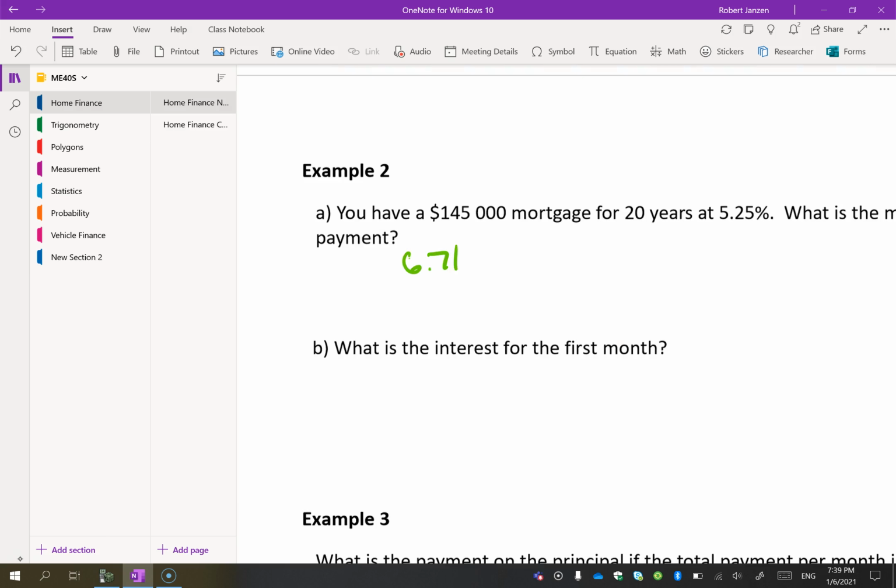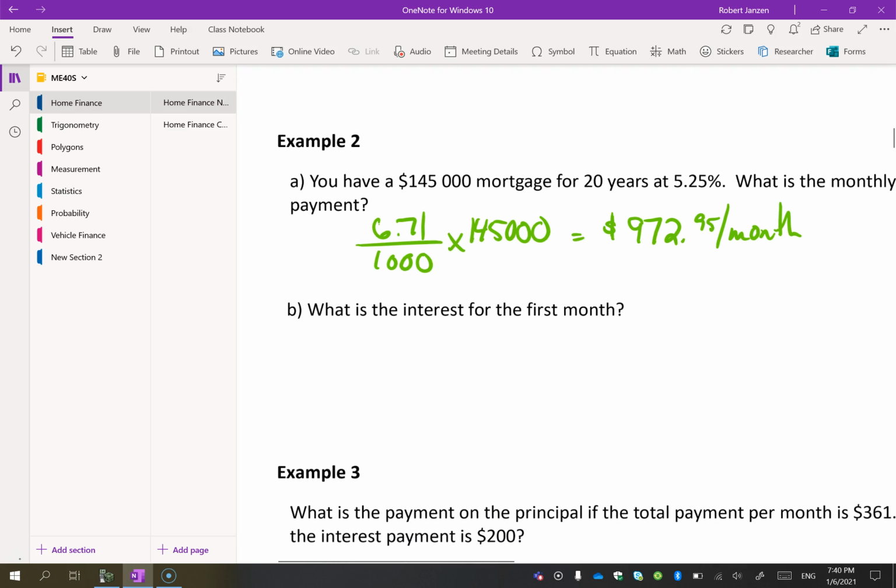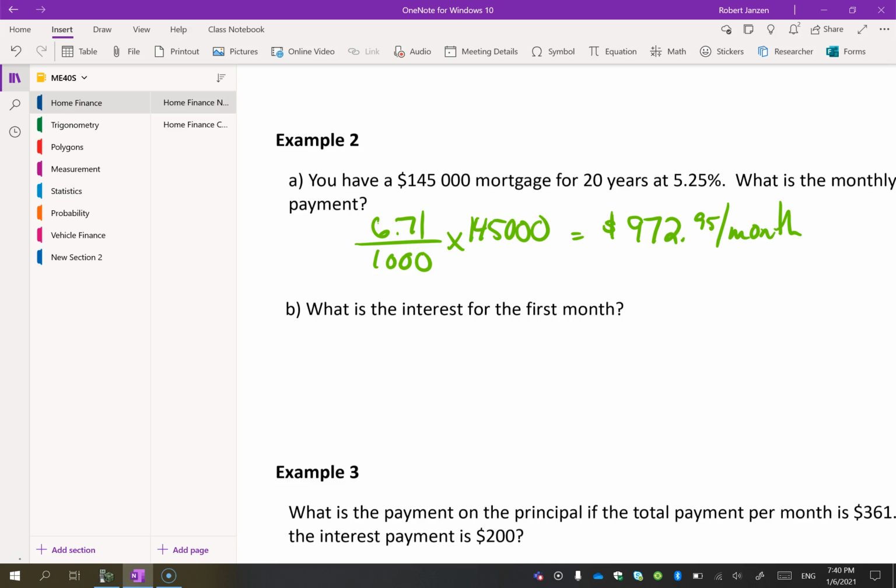So 6.71 out of 1,000 times 145,000. Okay, and this is $972.95 per month. Okay. What is the interest for the first month? Well, how do we do interest? Well, it's only for 1 month.